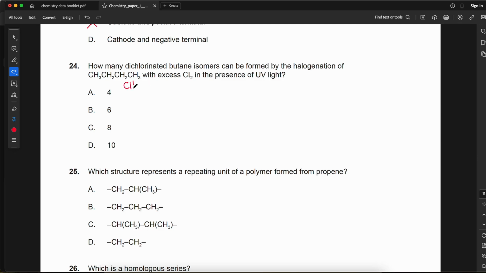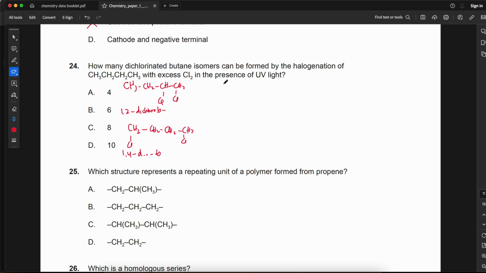So the first one is CH3, CH2, CH, and then CH2. I will put Cl here. This will be 1,2-dichlorobutane. I will just put B here as butane. And then CH2, CH2, CH2, CH2. I will put Cl here. That would be 1,4-dichlorobutane. That would be dichloro, because it always has 2 Cl.